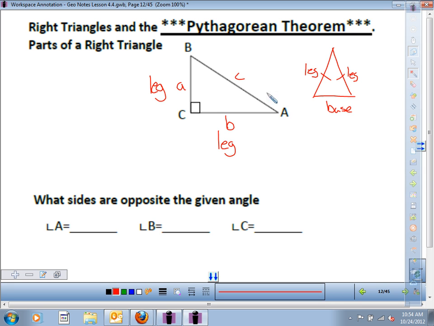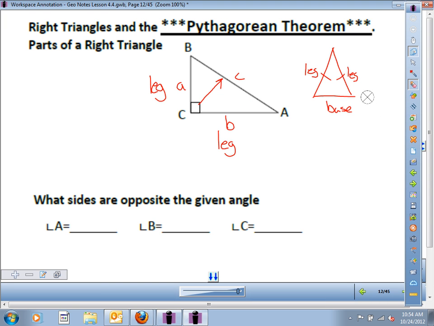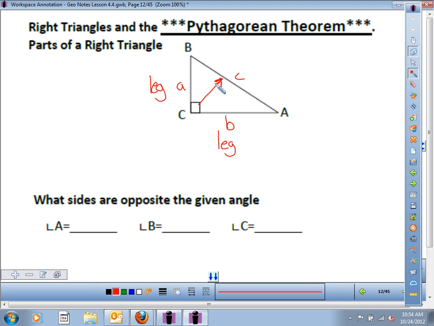Now c, this third side, notice that it is opposite of the right angle. That third side that is opposite of the right angle, we're not going to call the base today. We're not worried about the word base. We're going to call that third side opposite of the right angle the hypotenuse. Hypotenuse is how you spell that.